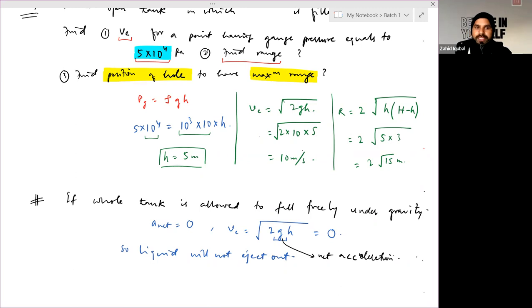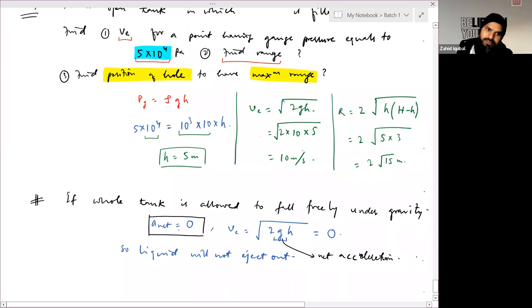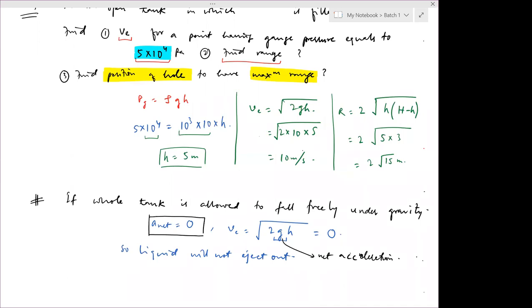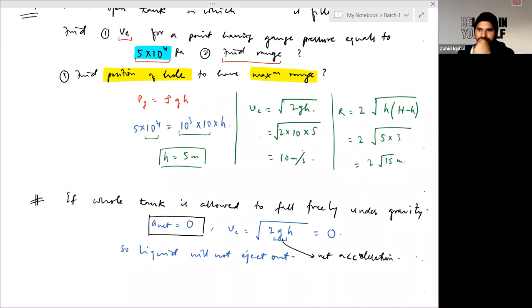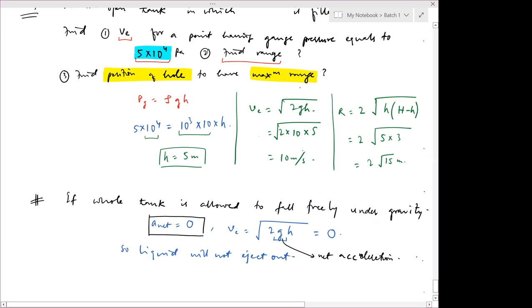Now, if suppose the whole tank is allowed to fall freely under the effect of gravity, so under free fall, net acceleration becomes 0. So replace this particular g by 0, you will get 0 velocity of efflux. It means liquid will remain stuck to the tank. It will not come out. So the velocity of efflux in this case will be 0. I understand. Any doubt related to this part? Okay, just write it down.